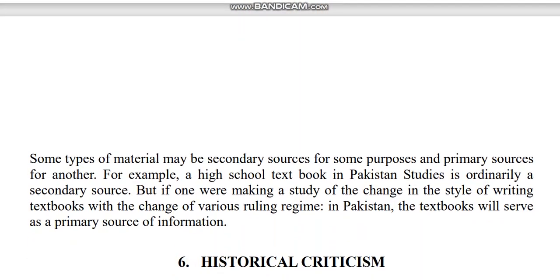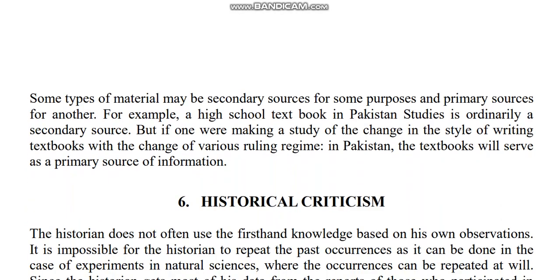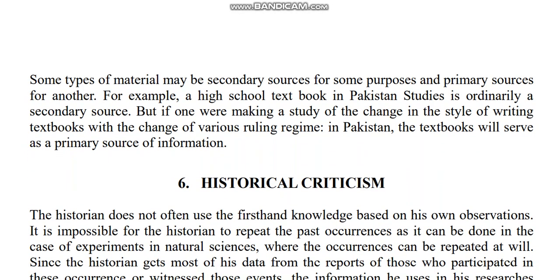Some types of material may be a secondary source for some purposes and a primary source for another. For example, a high school textbook in Pakistan Studies is ordinarily a secondary source, but if one were making a study of the change in the style of writing textbooks with the change of various ruling regimes in Pakistan, the textbooks will serve as a primary source of information.